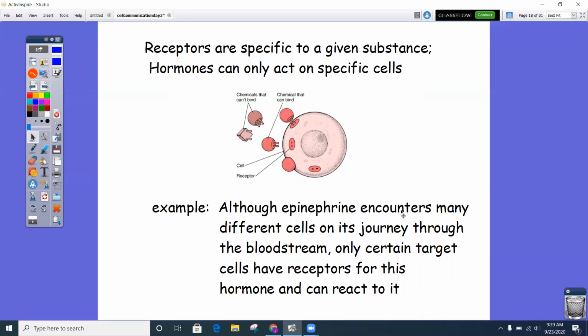So it says, although epinephrine is your adrenaline, okay? We'll talk about that more on Friday. Although it encounters many different cells on its journey throughout the bloodstream, only certain target cells will have receptors for this hormone and can react to it. So think about when you get excited, when you get ready for an emergency, your heart rate speeds up, your bronchi, your airways of your lungs, are going to dilate. Those cells would have receptors for epinephrine, where like your bone cells probably don't. They're not really activated by epinephrine.